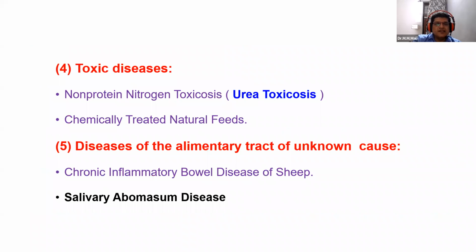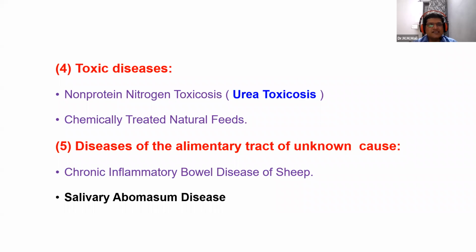The next category is the toxic diseases. For example, among the most common, we can say urea toxicosis is a very common finding in field condition because sheep and goats get the opportunity freely during the cultivation time, and this urea toxicosis is seen all over, I think, India, and this causes the ruminal alkalosis condition particularly.